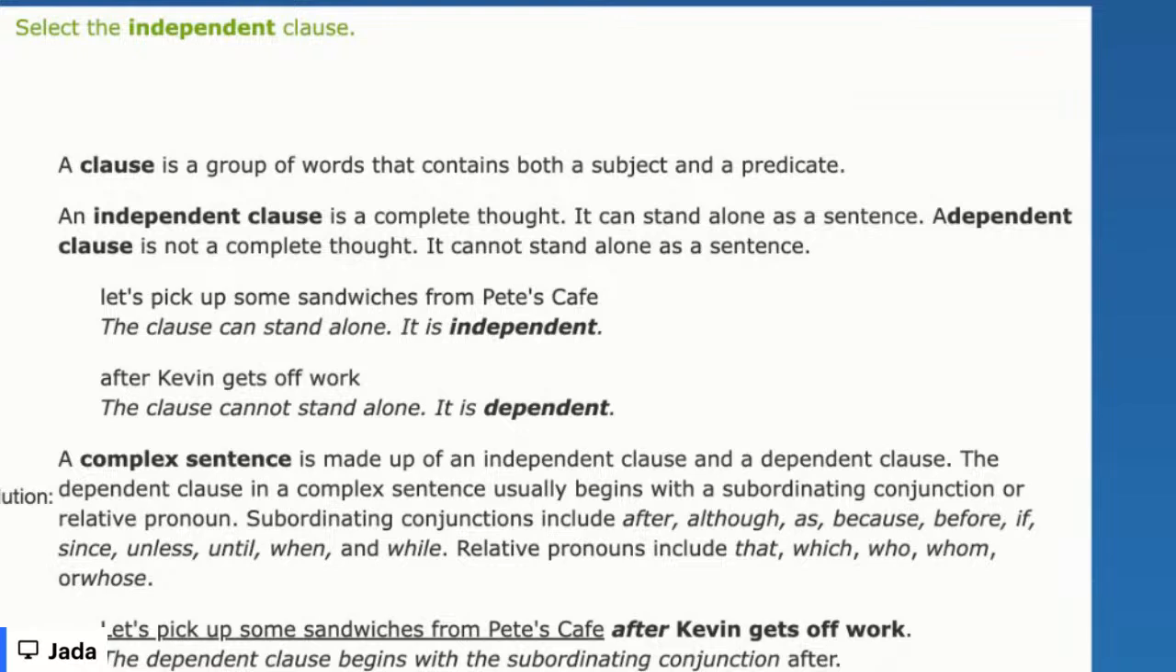And then we also have a dependent clause. So we have two clauses under the clause, right? The independent and the dependent clause. A dependent clause is not a complete thought, all right? A dependent clause does not form a complete thought. It cannot stand alone as a sentence.